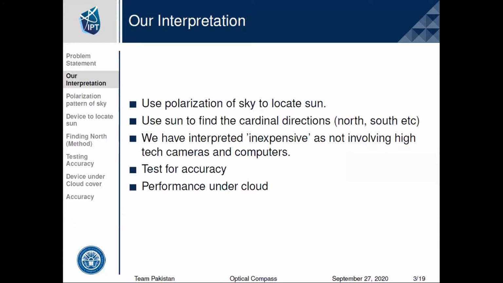So our interpretation of the problem was that we had to use polarization of the sky, just like bees use polarization of the sky to locate the sun, and we had to use the sun to then find the cardinal directions, or our position in space: the north, south, etc. And we interpreted the word inexpensive as not having high-tech cameras or computers, etc. And then we also had to test the accuracy of the optical compass and check its performance at runtime.